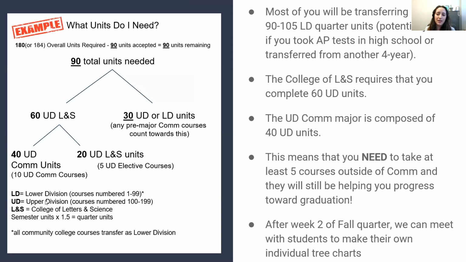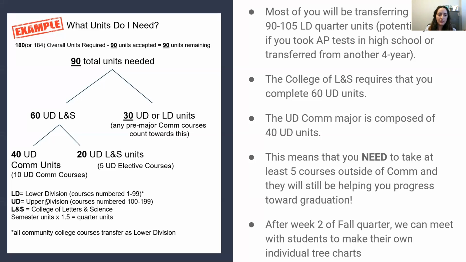We understand that it might be confusing to figure out what units and courses you'll need to take to graduate from UCSB. That's why we have this really cool diagram on the left side that we usually like to call a tree chart because it looks like a tree. Use your imagination. You'll see a visual breakdown of what's needed to graduate. All students need either a total of 180 or 184 quarter units to graduate from UCSB, depending on if you did or did not complete IGETC in your language requirement.